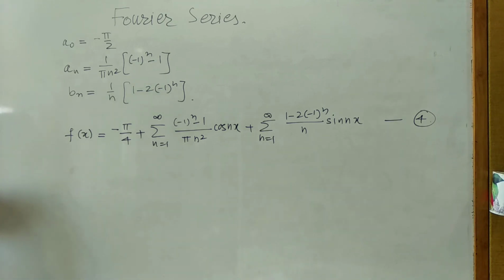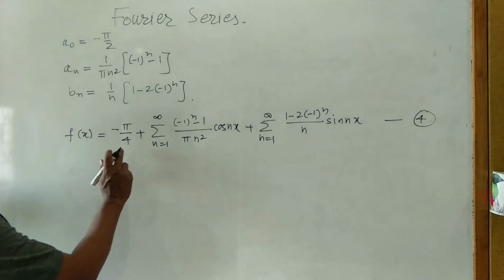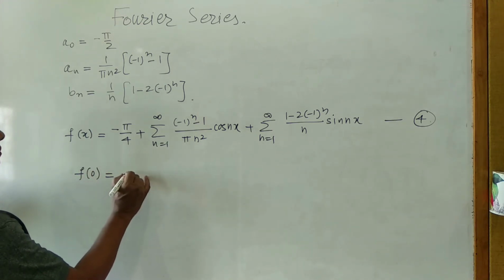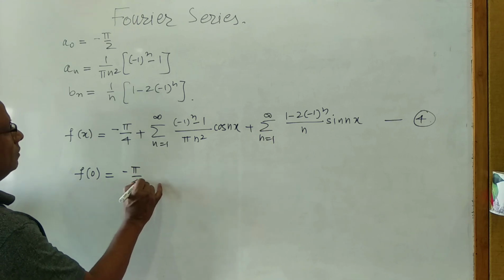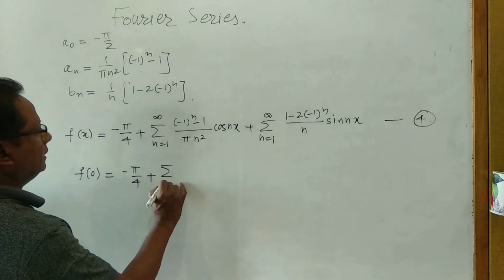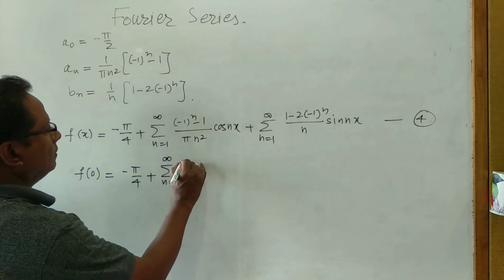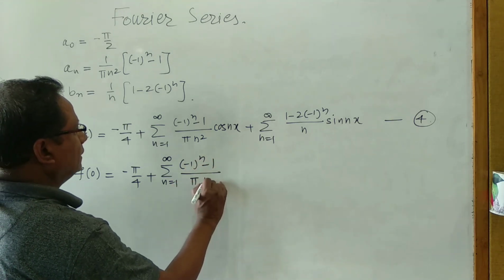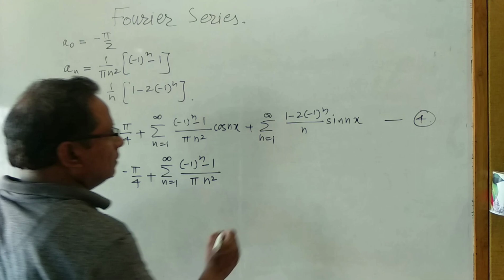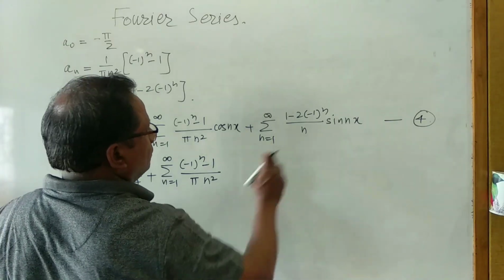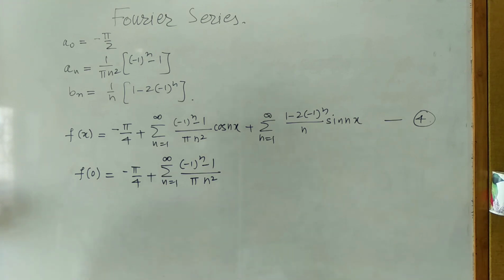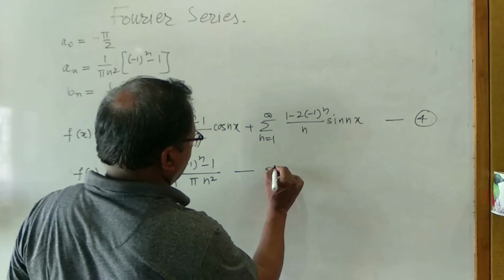Now to get the required deduction, we put x equal to 0 in this equation 4. So we get f of 0 equals minus pi by 4 plus summation n varies from 1 to infinity, minus 1 raised to n minus 1 upon pi n square. Cos of 0 is 1, and sin of 0 is 0, therefore that term vanishes. So f of 0 is this one. Let this be equation number 5.